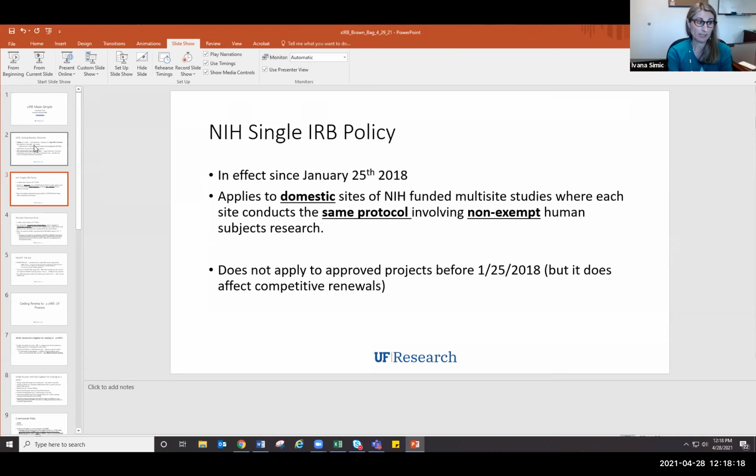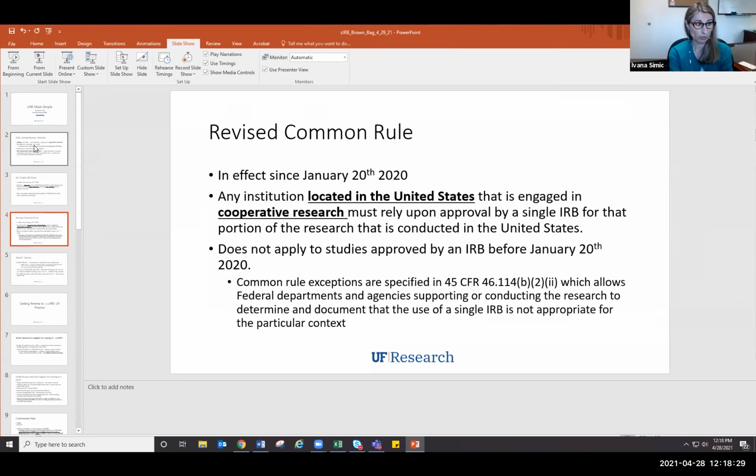Now, the requirement doesn't apply to studies or projects approved before the effective date, but it does affect competitive renewals. Shortly after, the Common Rule was revised, and the single IRB requirement came into effect a little bit later than the revised Common Rule. So the compliance date was January 20th, 2020.